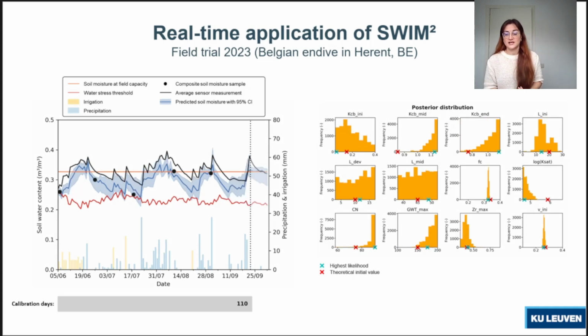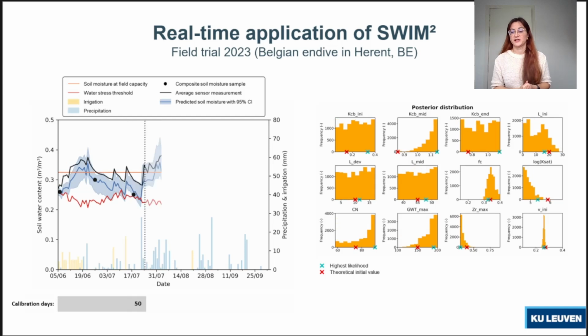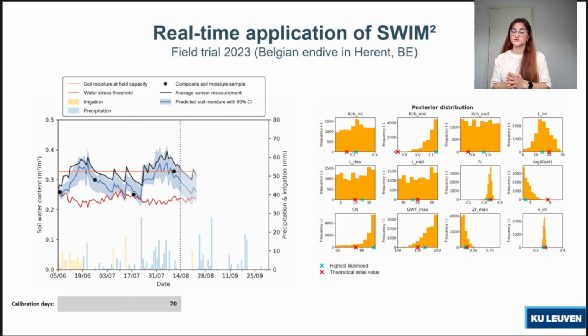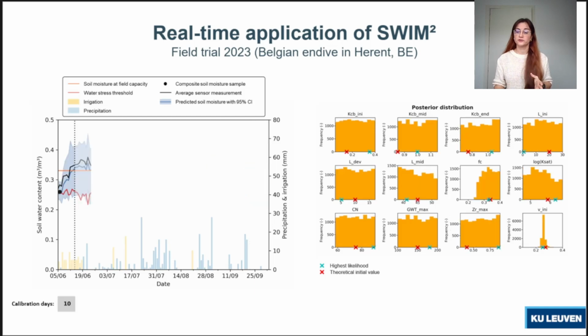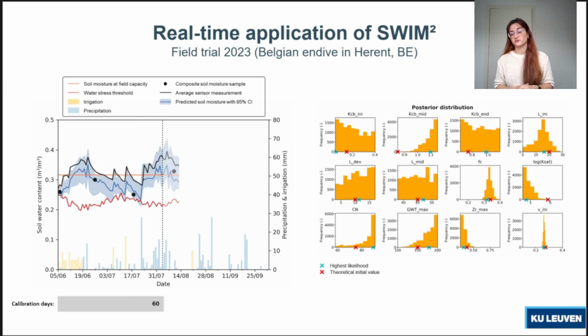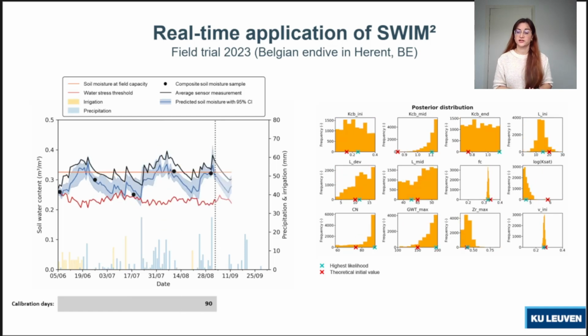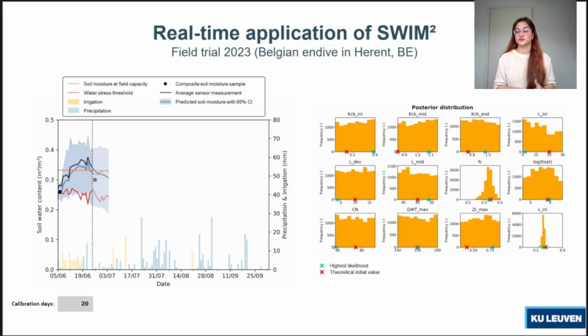Now, this can be done at any point in the growing season. I do have to point out that the model is still quite uncertain when 20 or less days of data are available. But overall, an accuracy of 0.03 can be obtained, which is very high and is similar to sensor accuracy. So now we can not only observe, but also predict soil moisture.